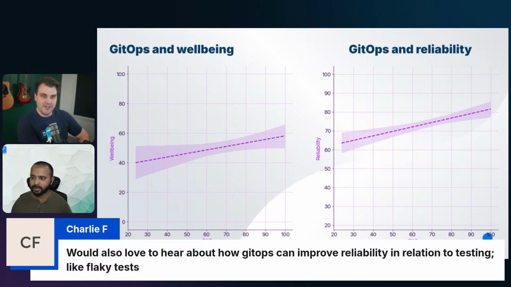And we've got a question come in from Charlie as well. Would also love to hear about how GitOps can improve reliability in relation to testing, like flaky tests. Amit, do you have anything to touch on with this one?